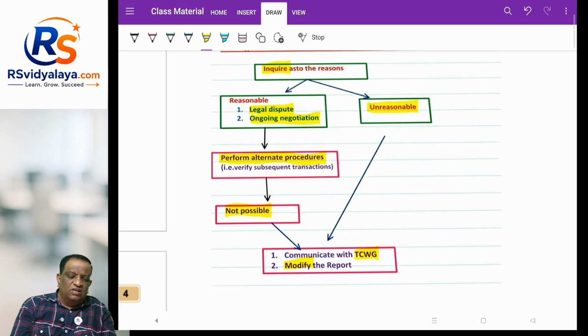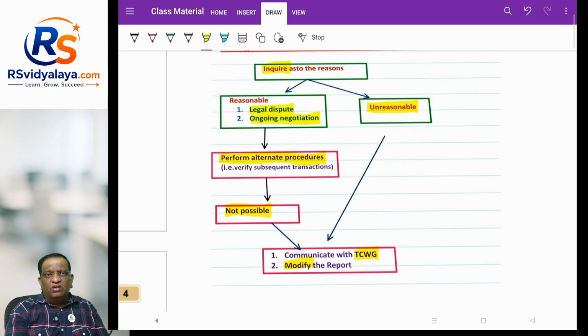Once you look at the reasons, you may find it reasonable or you may find it unreasonable. If you find it reasonable, that is, you agree that management has some reason. What could be those reasonable grounds? Because the legal dispute is going on, or there is an ongoing negotiation. There is a probability of a one-time settlement or something like that. So in such a scenario, the negotiations are already on with the party.